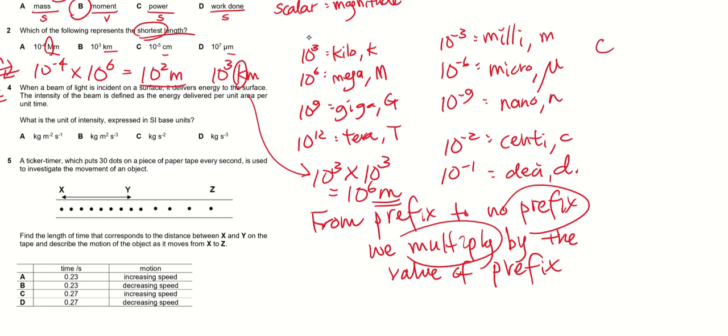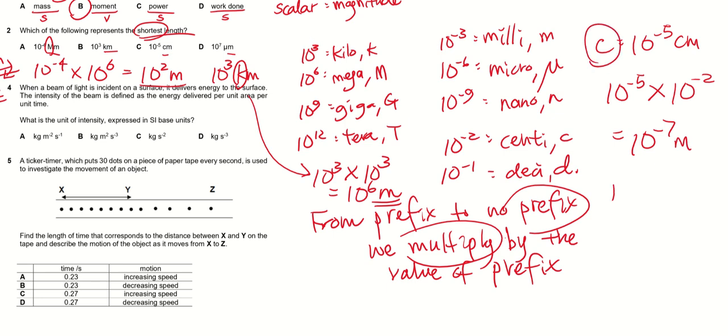So for C, it is 10 to the power of minus 5 cm, right? So I take this value of 10 to the power of minus 5, I multiply by the value of the prefix, which is 10 to the power of minus 2, because it is centi. So I'll get 10 to the power of minus 7 meters. So this is C. How about for D?